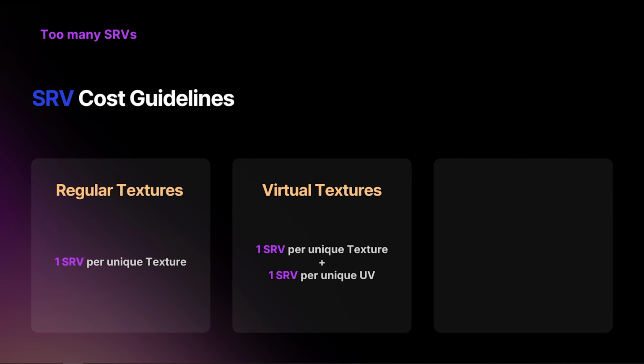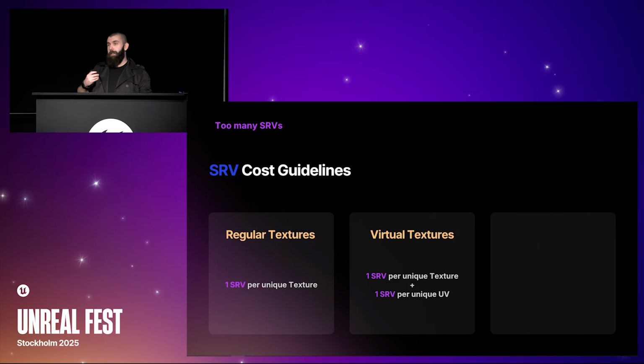But for virtual textures, it's a different story. It's 1 SRV per unique texture plus 1 SRV per unique UV. So in the previous example with 1 texture being sampled 3 times, if it's sampled with the same UV, you'll have 2 SRVs. But if it's sampled with 3 different UVs, you will have 4 SRVs.